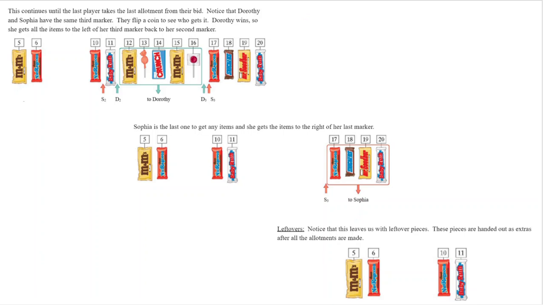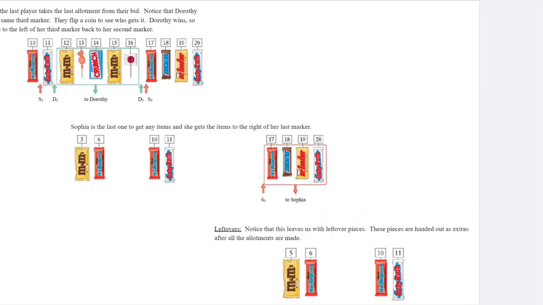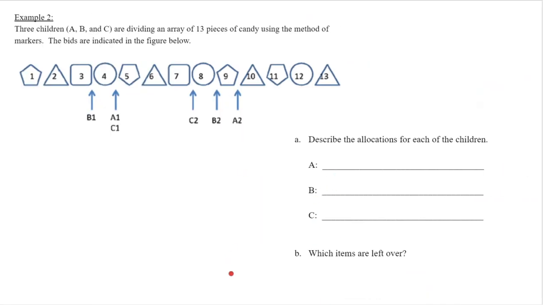So let's go through and do another example all the way from the beginning. We have 3 children, A, B, and C, who are dividing up 13 pieces of candy. They've decided to use the method of markers. So we have our row of 13 pieces of candy, and our children, A, B, and C, have placed their markers.